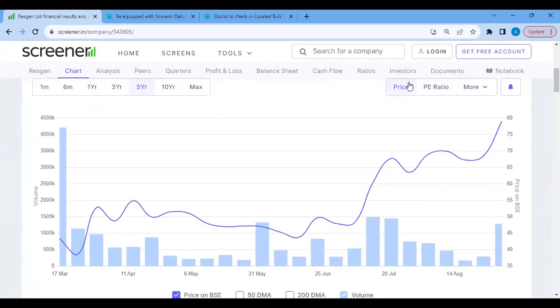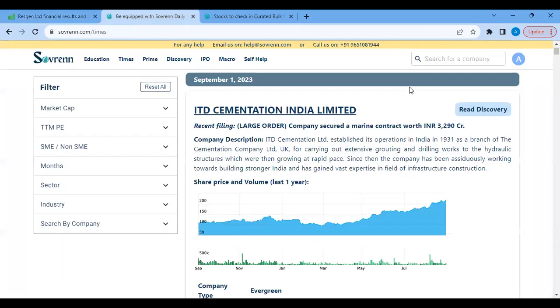Can you guess an HNI's logic for buying a stock? Yes or no? Yes, you can. Right? It is not that complex actually. Okay.